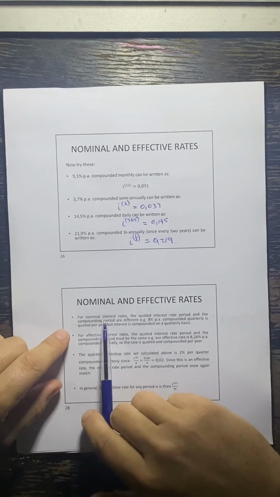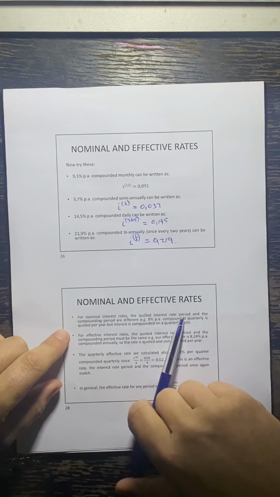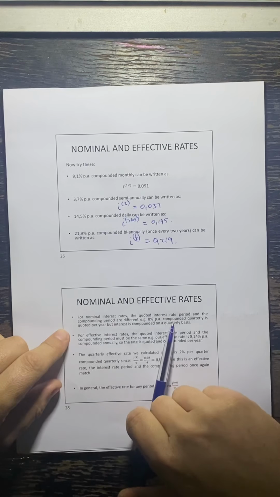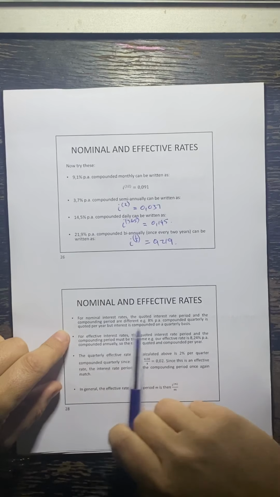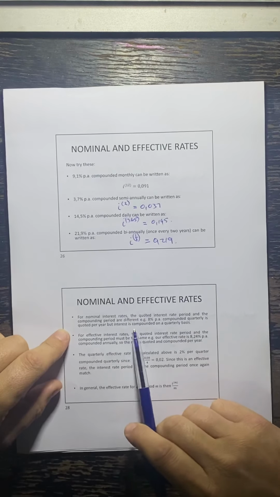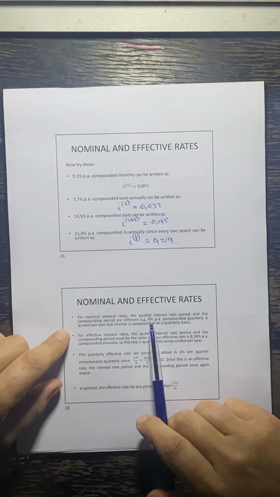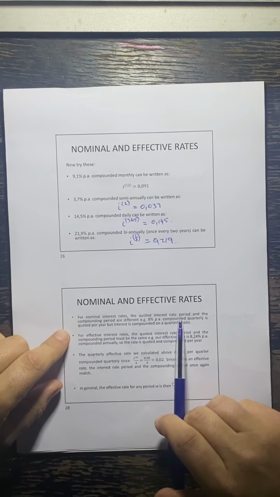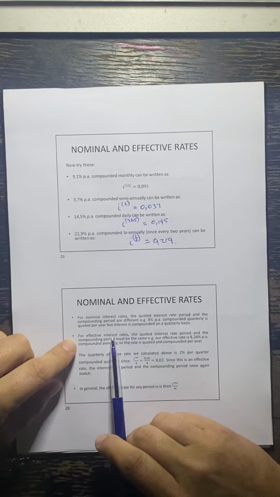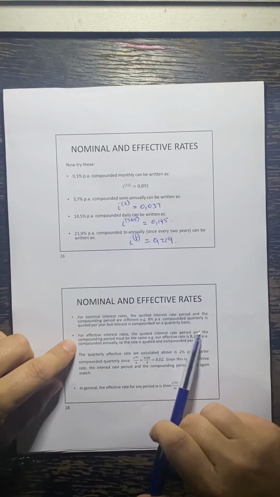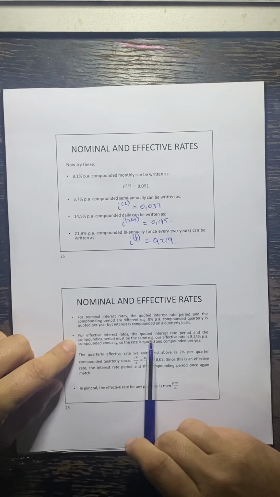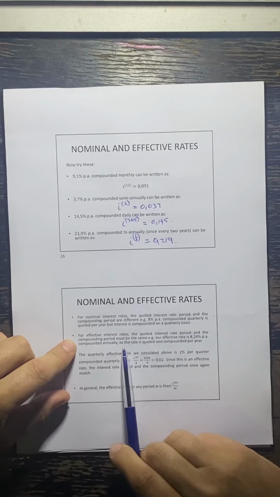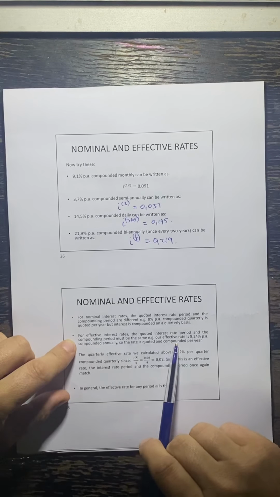Okay, so for nominal interest rates, the quoted interest rate period and the compounding period are different. For example, 8% per annum compounded quarterly is quoted per year, that per annum part, but interest is compounded on a quarterly basis. So they said here 8% per annum, or in other words, 8% per year, compounded quarterly. You have 2 different time periods there. For effective interest rates, the quoted interest rate period and the compounding period must be the same. For example, our effective rate, 8.24% per annum, compounded annually. So the rate is quoted and compounded per year.